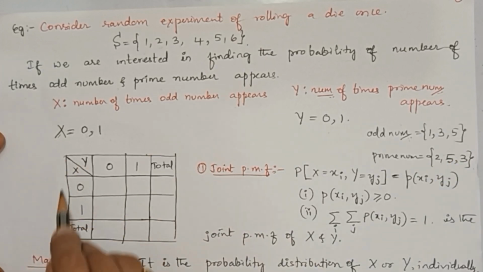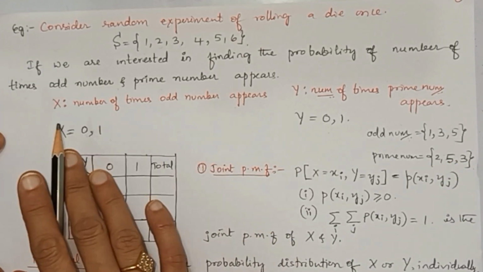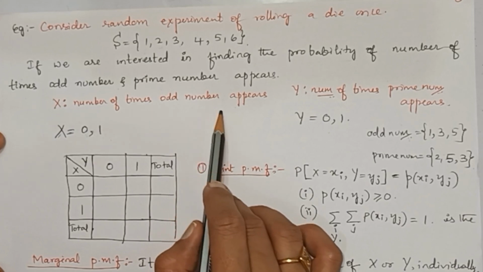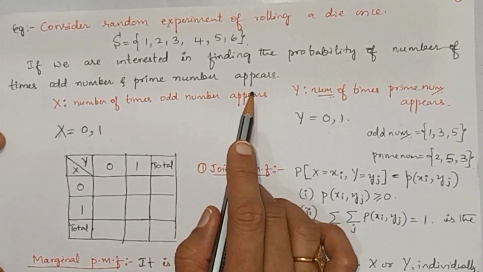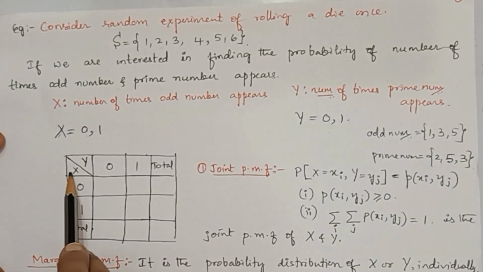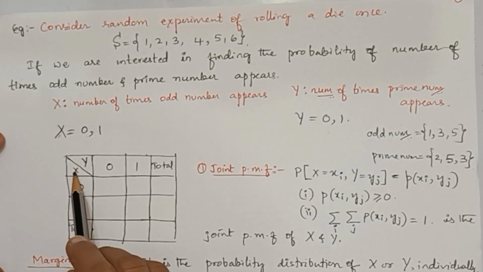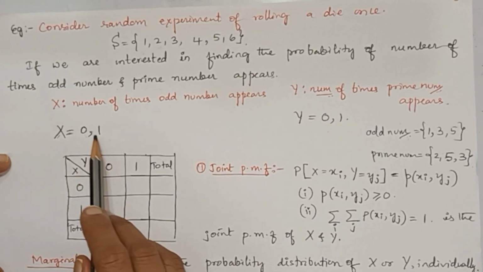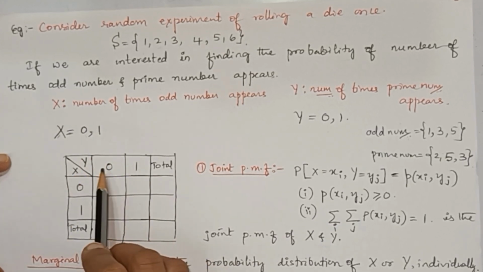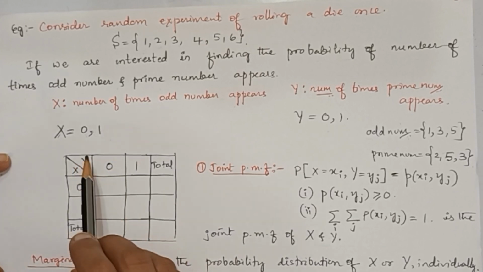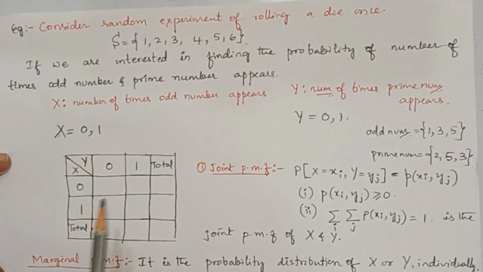So you have to write a table now. Earlier you had a simple table with x and p of x because it was one dimensional. Now it is two dimensional, with two variables x and y. The values below will give you the values of the random variable x, and these values will give you the values of the random variable y. So 0, 1, 0, 1, you write it.